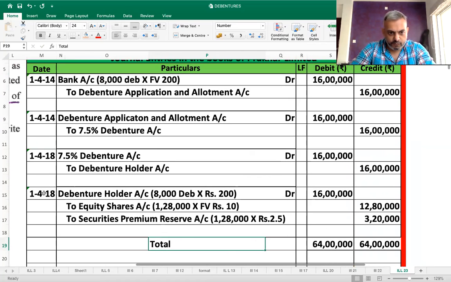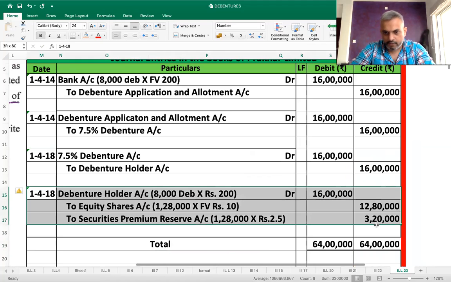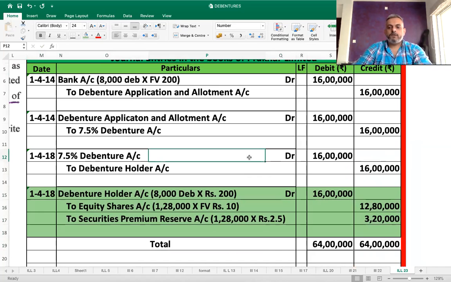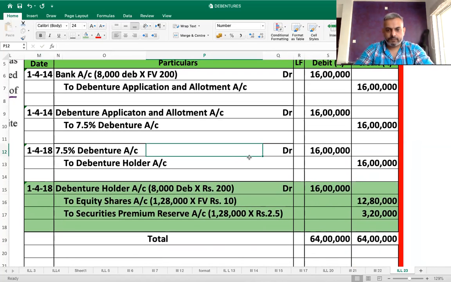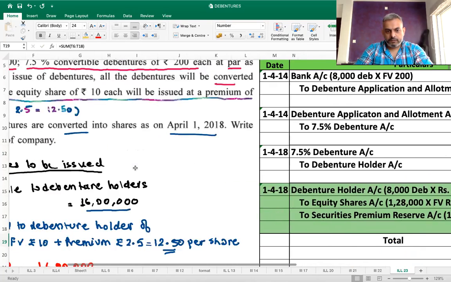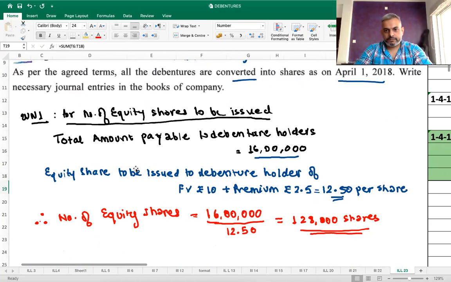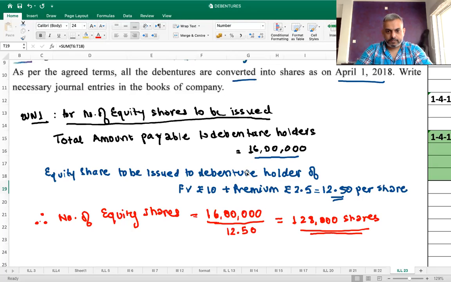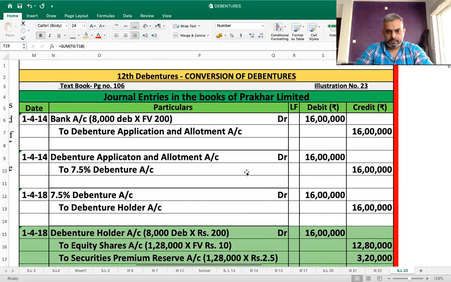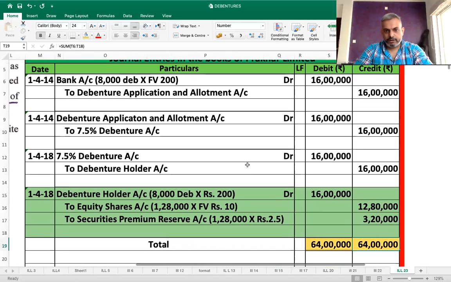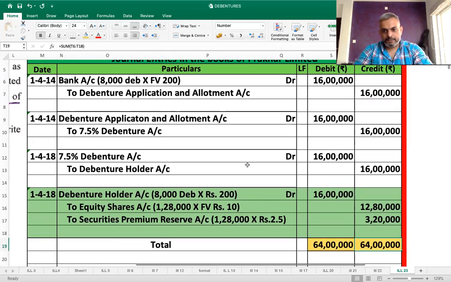This entry is the most important entry for what we did the working. I'll highlight it for you all. Very important entry. This working is also very important. So this sum is really important and many times it has come in the board exam.